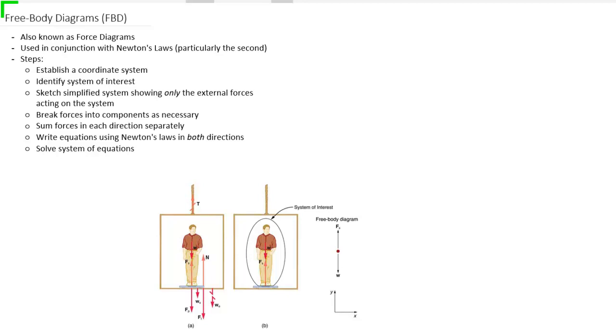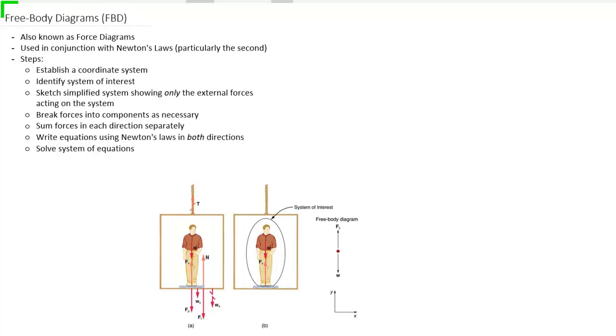analyze motion. So the steps here are, number one, we have to establish a coordinate system, just like we would have in all previous chapters. Next, we identify a system of interest. What mass are we interested in finding out the acceleration of? Or maybe what mass has forces acting on it, which we're interested in those forces. So we identify the system of interest.